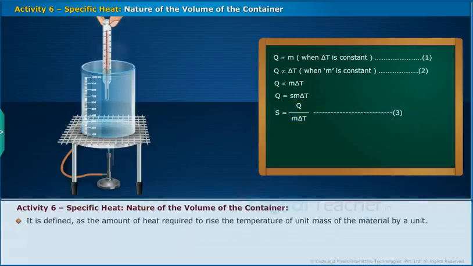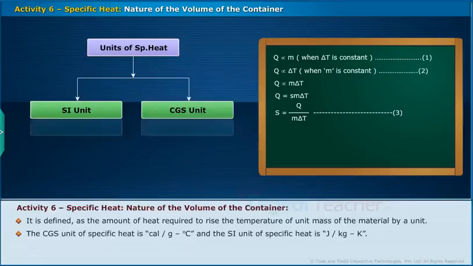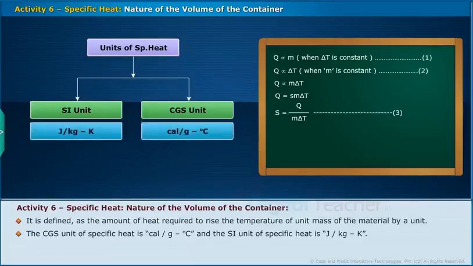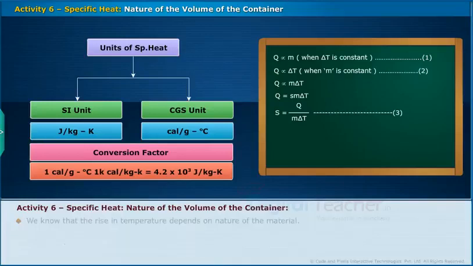It is defined as the amount of heat required to raise the temperature of unit mass of the material by a unit. The CGS unit of specific heat is calorie per gram degree Celsius, and the SI unit of specific heat is joule per kilogram Kelvin. The units in different systems are interconvertible using the relation 1 calorie per gram degree Celsius is equal to 1 kilocalorie per kilogram Kelvin is equal to 4.2 into 10 to the power 3 joule per kilogram Kelvin.